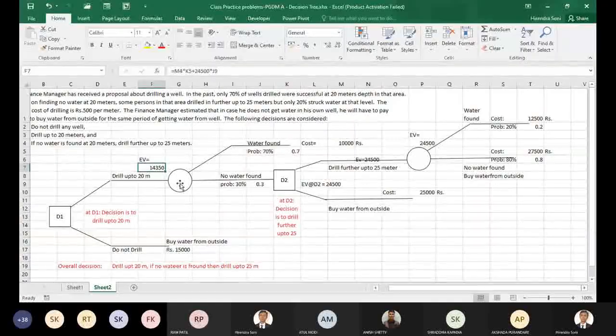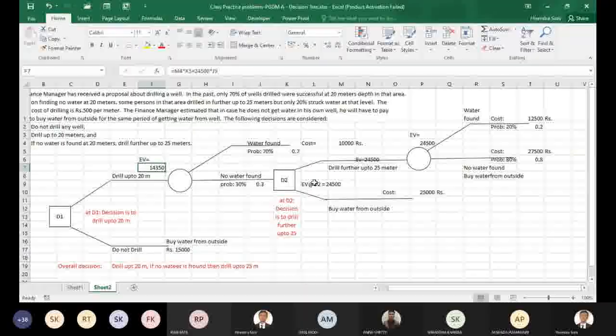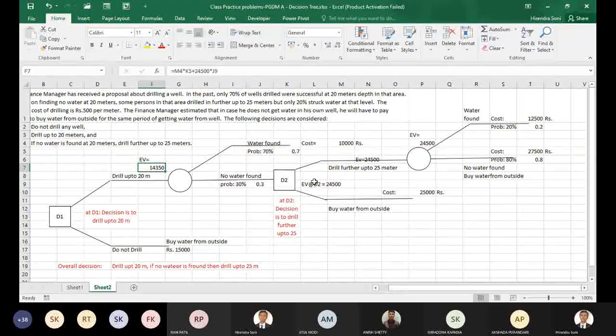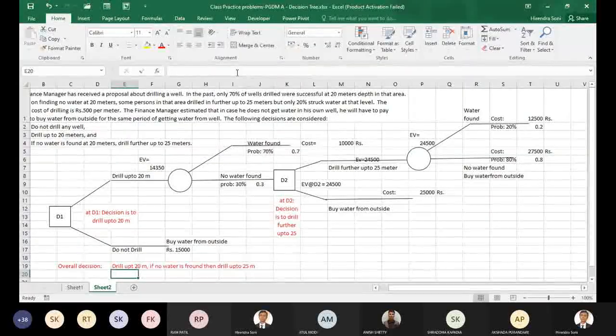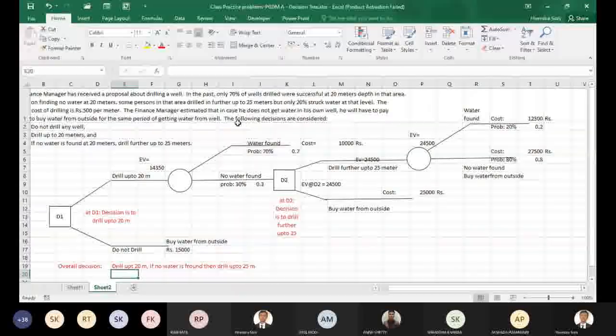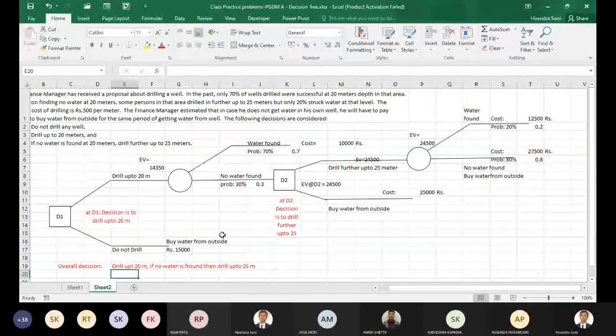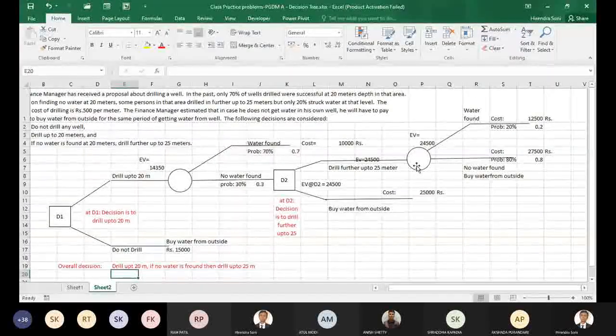If I don't find water there, then I will drill further up to 25 meters and then I will stop. So possibility of you being more cost effective is to drill up to 20 meters and then up to 25. Fine.